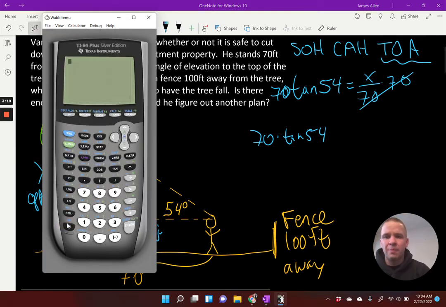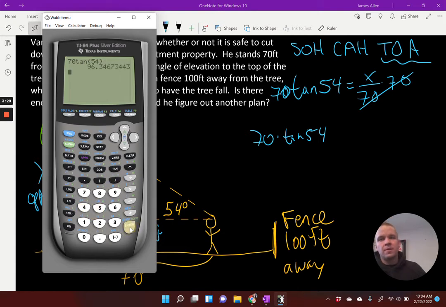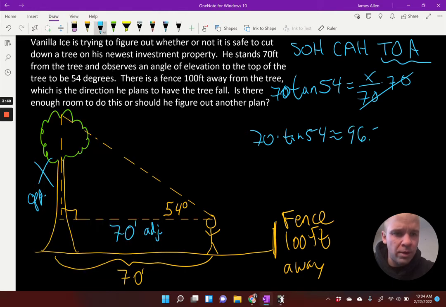Better turn this on. Probably turned off to save battery. Okay. So I've got 70, tangent, 54, close parentheses. And I get 96.3467. So that means 96.35 feet. One tick mark is feet. All right. Cool. So that is the height.